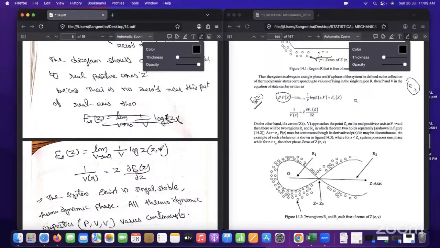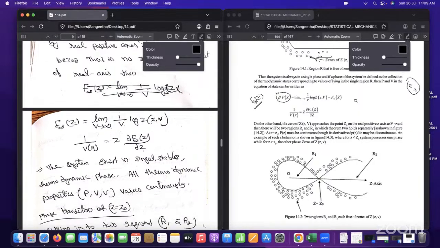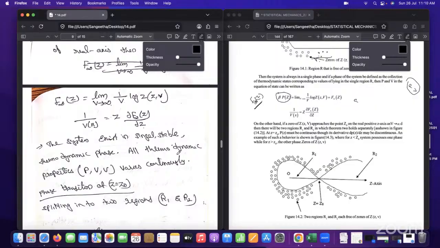So this log Z comma V is the partition function. So from this, we write one differentiation: 1 by V equals Z times dou F of Z by dou Z. Here I am concentrating on pressure, volume and number of particles. Here I am concentrating on three things: pressure, volume and nu.